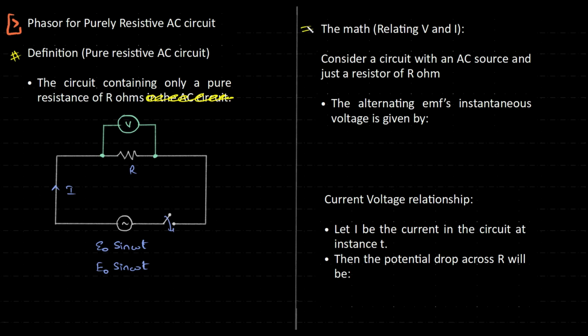Now let's look at the math. Let's try to relate V and I. I know it should be quite simple. In this case, V is your E of t and I is your I of t. That's a better heading. Again, I can use epsilon or E. So let me go with your textbook representation only.